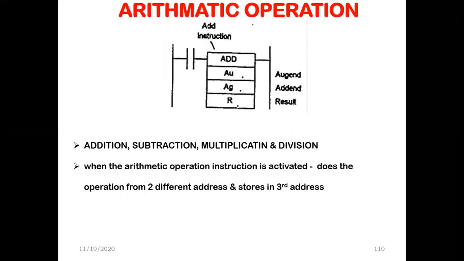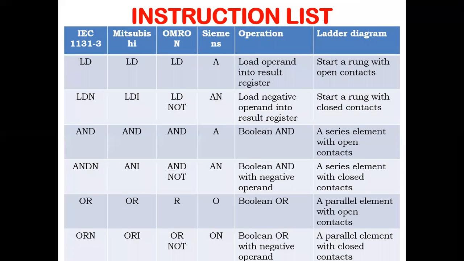Arithmetic operation. Here we are using two registers, AU and AG, for input and R for the result. That is addition, subtraction, multiplication, division. When the arithmetic operation instruction is activated, it does the operation on the values from different addresses and stores the result in a third address. AU and AG have different addresses, and R has a different address. If it is add, the add instruction is used; if subtract, the subtract instruction is used.